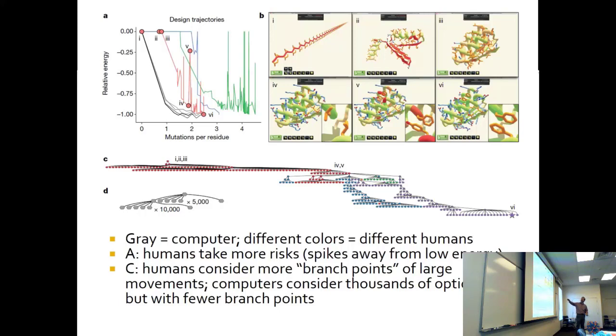Notice that the humans are not as efficient as the computer, but once they get down here, they will take risks. They'll do mutations that basically increase the relative energy. They're not happy with the relative energy being low. They will continue to take risks that are bad, small bad steps, hoping that it will eventually allow you to take a better step forward out of that.